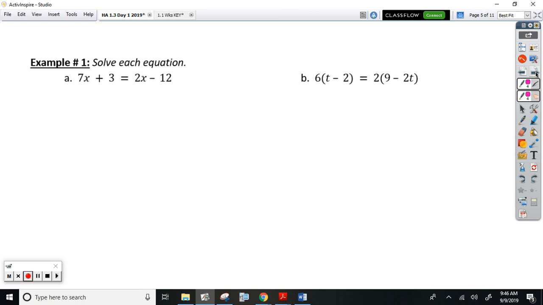So I would actually like you guys to solve both of these as a warm-up. And then we'll pair share. You should already know how to solve these.